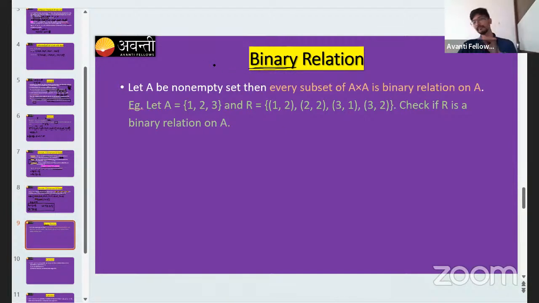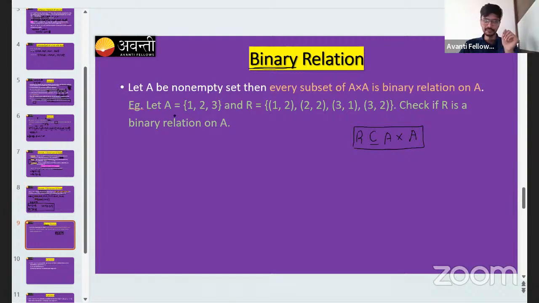Binary relation means, let me tell you again, a relation is a subset of a Cartesian product. If a relation is from set A to B, then the relation will be a subset of the Cartesian product A cross B. But binary relation means that the relation will be a subset of A cross A. That is, the first element will also be from A, and the second element will also be from A. So this is a very simple definition known as binary relation.